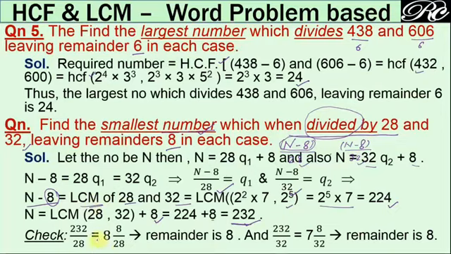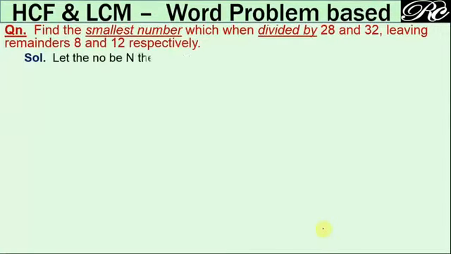This can be checked, so let us check it quickly. 232 by 28, quotient is 8, remainder is also 8, and 232 by 32, quotient is 7 and remainder is again 8. Hence, on dividing this smallest number, 232, by 28 and 32, we are getting the remainder 8 in each case. Let us solve one more question.